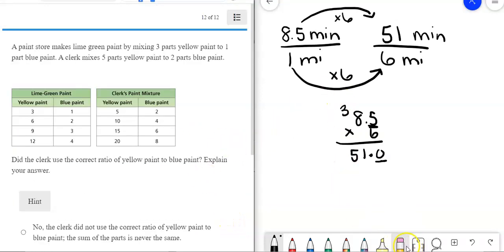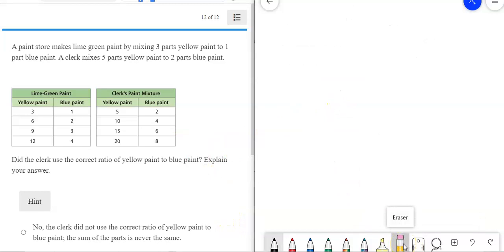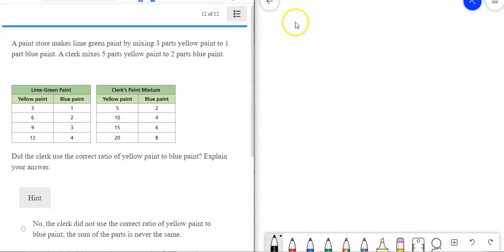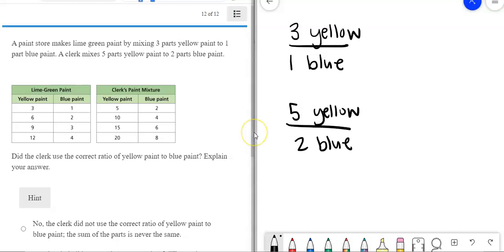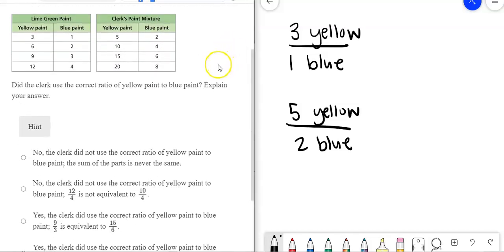Okay, and our final one, we're at a paint store. Paint store makes lime green paint by mixing 3 yellows to 1 blue. This clerk at the paint store did 5 yellows to 2 blue. And here's our chart. So this is what he's supposed to use, and this is what he did. Did the clerk use the correct ratio of yellow paint to blue paint?